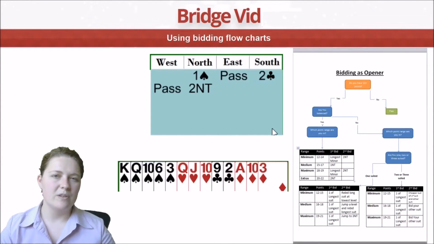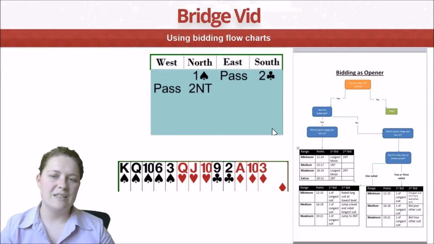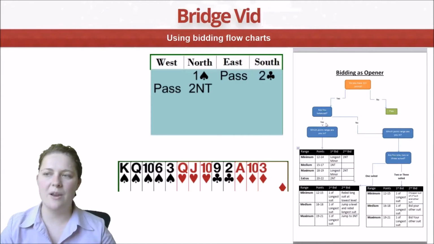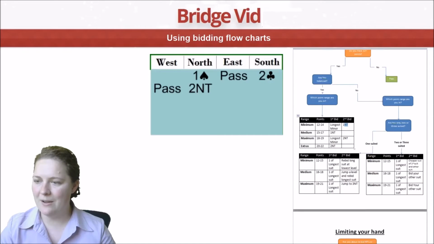But this is where, for instance, I guess having a brief approach with flowcharts does come unstuck a little bit when you've got these hands that don't really fit into the category. So there we go. That's how we're going to be looking at bidding as the opening bidder. Let's move on to our next flowchart and we'll see how we go here.